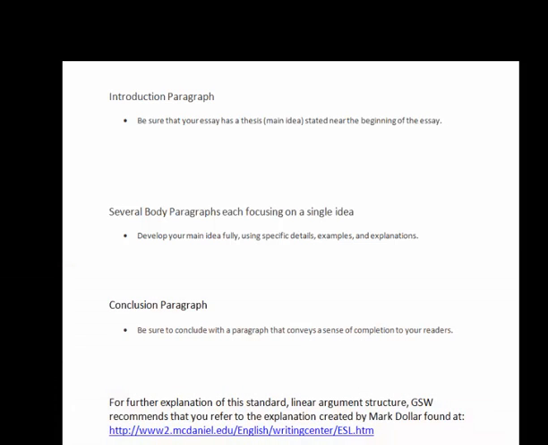Additionally, your essay should have several body paragraphs which each focus on a single idea which helps support your thesis. Be sure to develop each main idea fully using specific details, examples, and explanations. Finally, your placement essay should contain a conclusion paragraph. Be sure to end the essay with a paragraph that conveys a sense of completion to your readers.